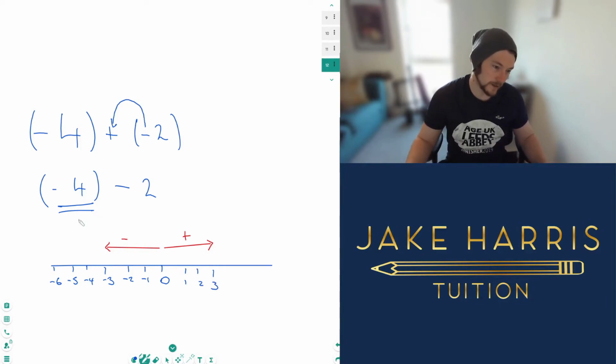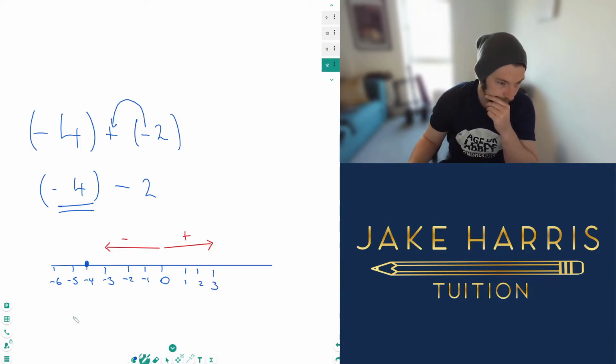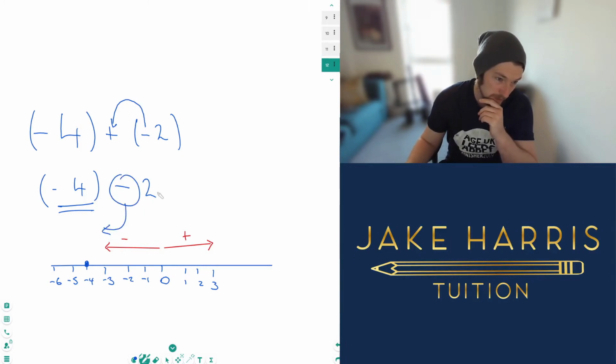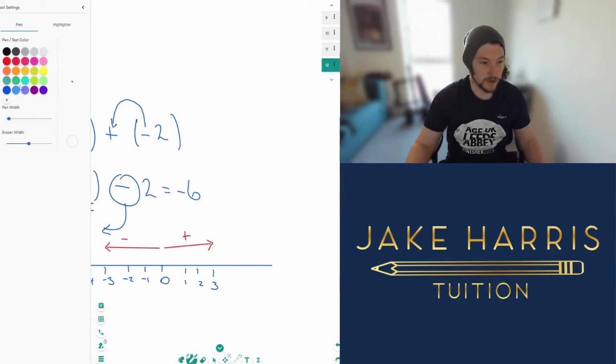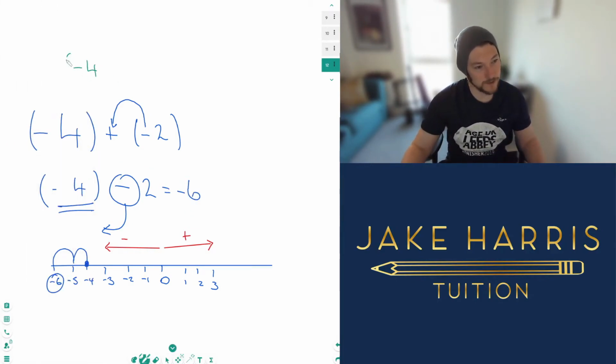Okay, so you start at your first digit. So here I'm starting on minus 4, and it's minus 2. So it's minus, which is telling me to go to the left, 2 units. 1, 2, so my result is minus 6. So bringing it all together, we can say that minus 4 plus minus 2 is minus 6.